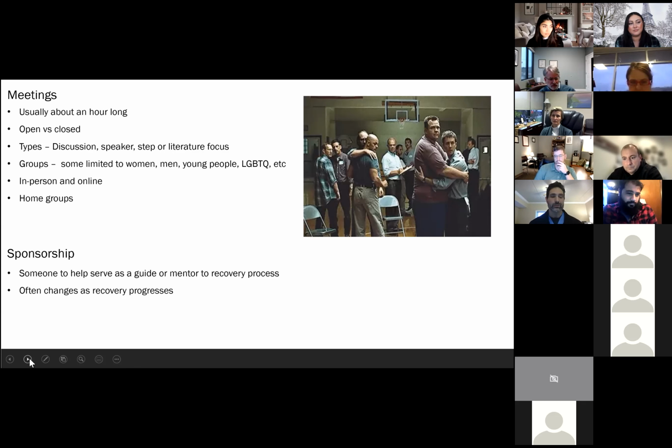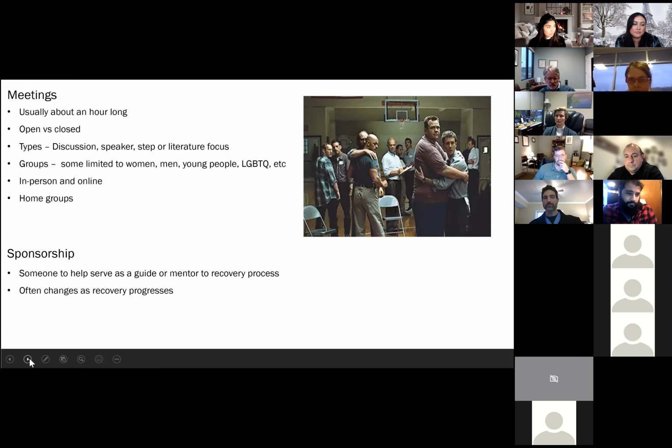And people usually choose a group once they've been going for a while that they identify as their home group. All right, so this is a group that they will tend to attend more, they will do more service work there, and they just give a little bit more to that one group to help support it.